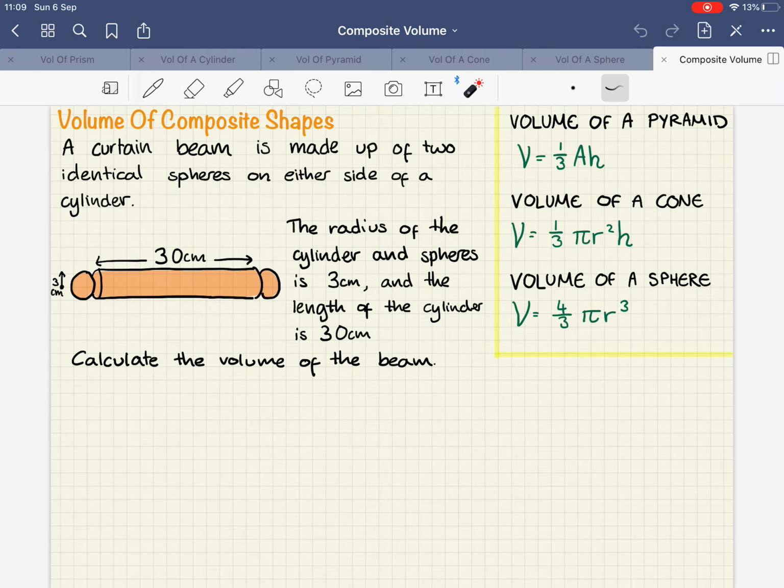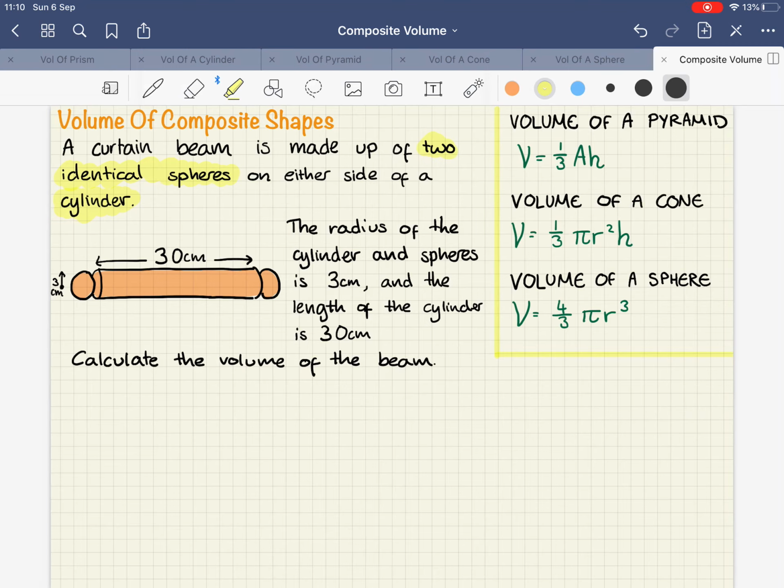On the right hand side I have all the formulas that I am given in the exam, and let's just jump straight to it. So a curtain beam is made up of 2 identical spheres on either end of a cylinder. So to start off with, I'm just going to get my highlighter out and I'm going to highlight the fact that I've got 2 identical spheres and the other shape I'm being told is a cylinder.